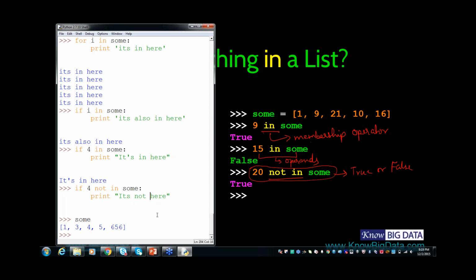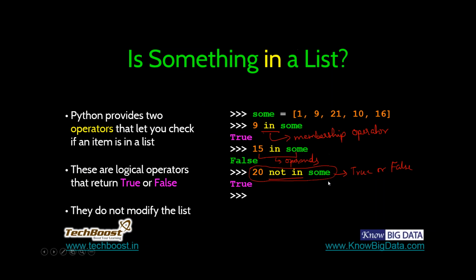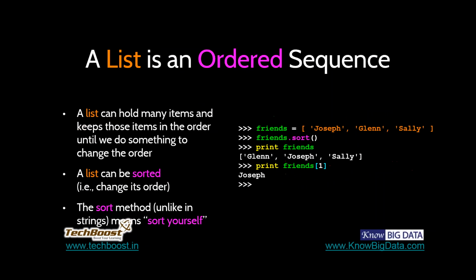All right, any doubts so far? No. Great. All right, let's proceed. And what is a list? List is a collection, isn't it? Yes. But what sort of collection? It is an ordered sequence or a collection.